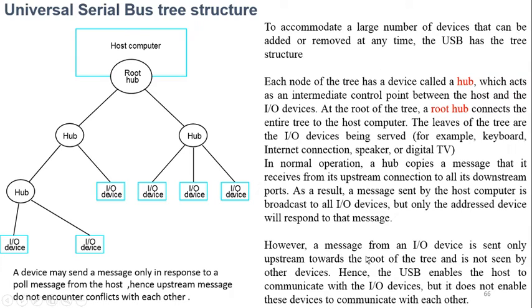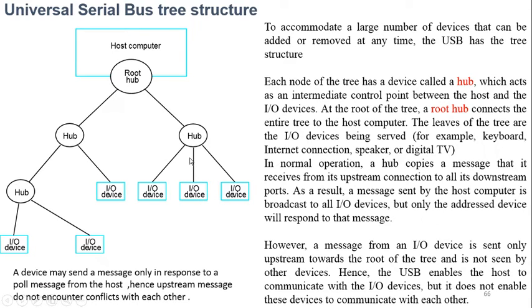Okay. However, a message from an IO device is sent only upstream towards the root of the tree and is not seen by the other devices. Here, in top-to-bottom data transfer, it follows a broadcasting manner.